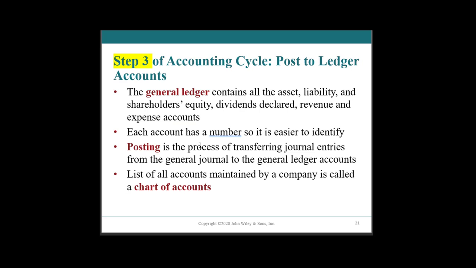And then the general ledger, so all of those building blocks get summed up into our trial balance. When we have them in our general ledger, we are going to post them, and then they create our trial balance. The trial balance contains all of the accounts used by a company, called a chart of accounts.